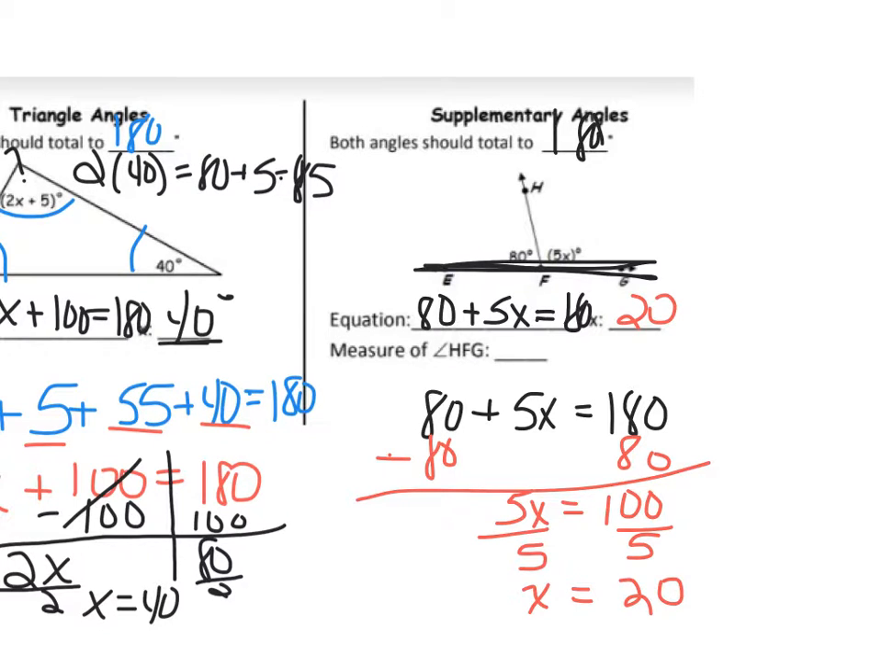So now they're asking me for this measurement, angle HFG. So they want to know what that measurement is. Well, if I know x is 20, so 5 times 20 will give us what? Because that's what we started off with. So that's 100. So this measurement should equal 100 degrees.